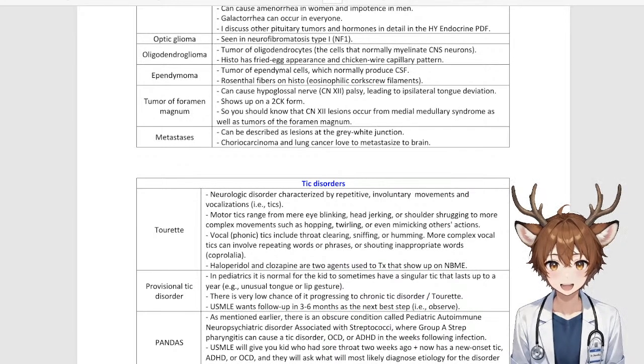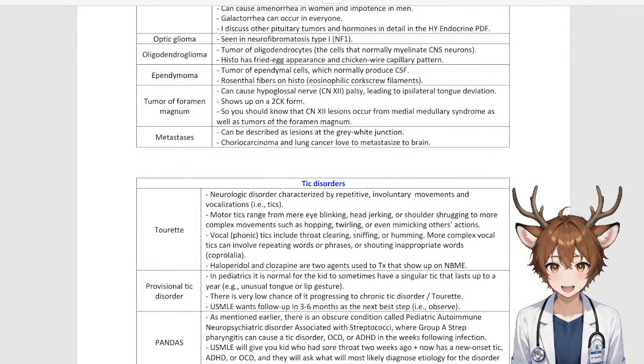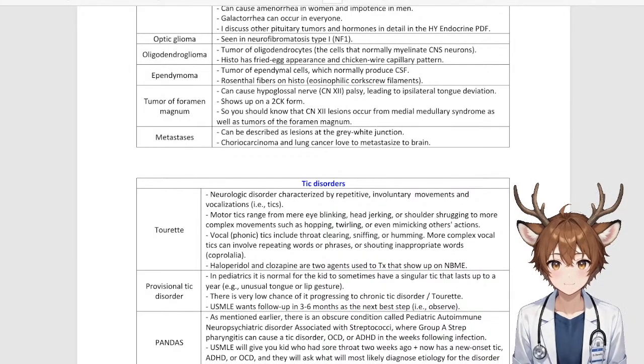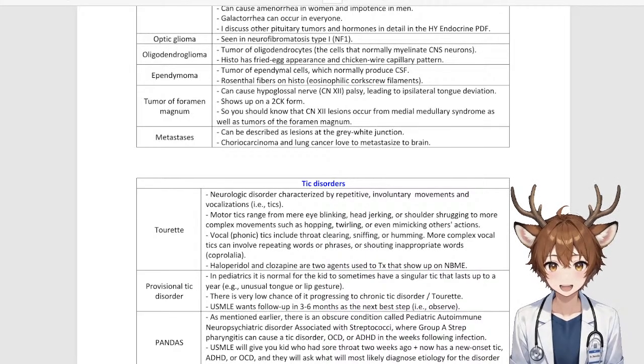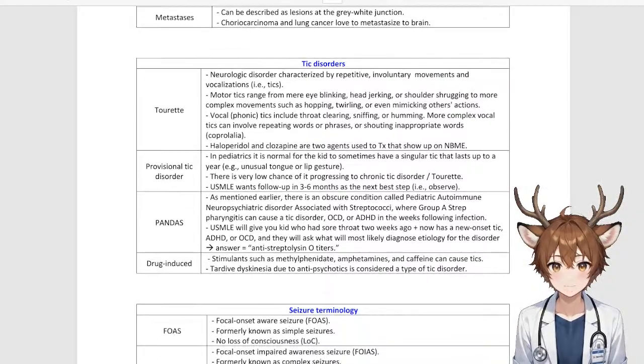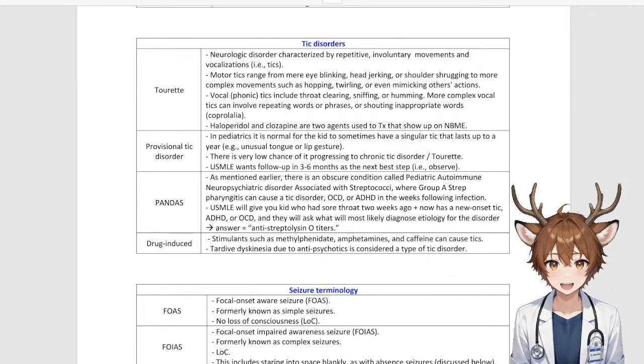Choriocarcinoma and lung cancer love to metastasize to the brain. Bear that in mind. What about tic disorders?